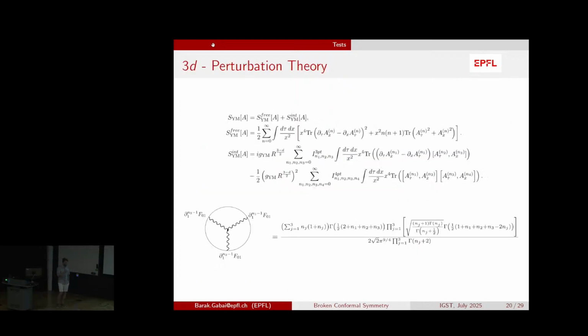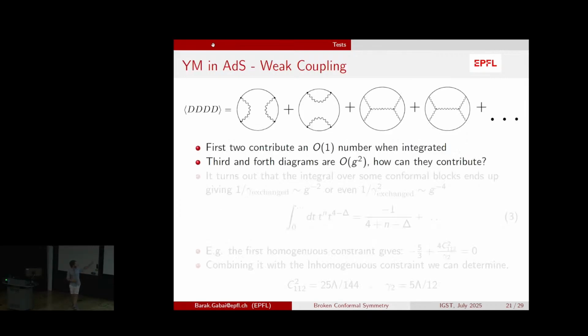So here come these constraints that we had before. Let's try to use them in this case. Let's compute the 4-point function perturbatively and try to plug it into the constraints, for example the homogeneous constraint that I presented in the beginning. The first two terms give some O(1) number that does not satisfy the constraint. We integrate them with this kernel, and we get something that is non-zero. That doesn't make sense, right?